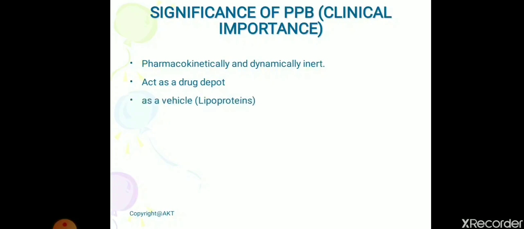They also act as a vehicle, especially lipoproteins. They help highly lipid soluble drugs to be soluble in the blood.